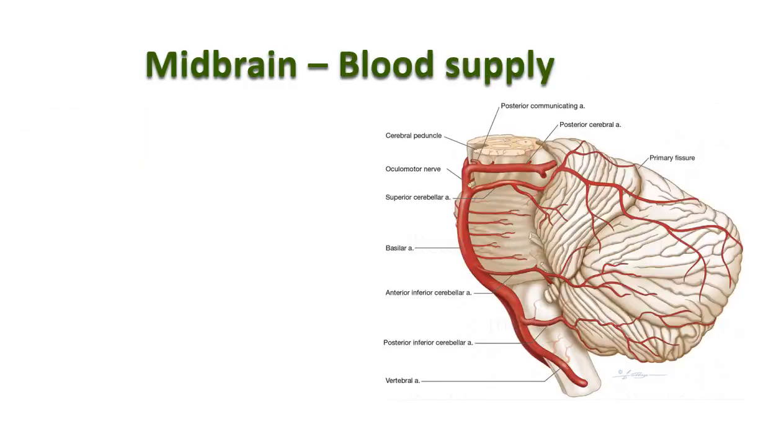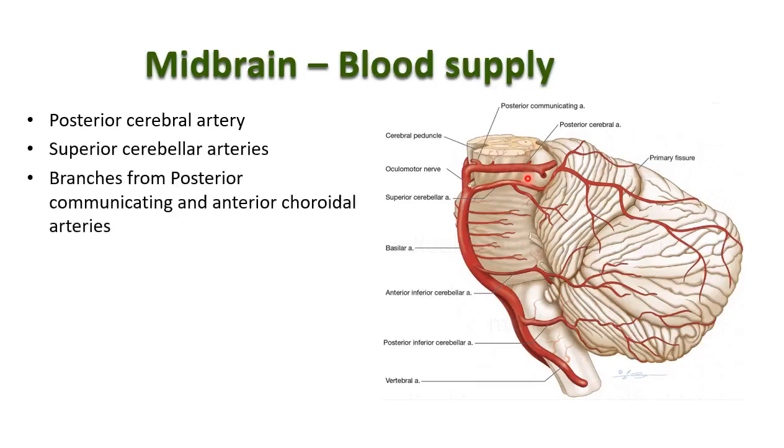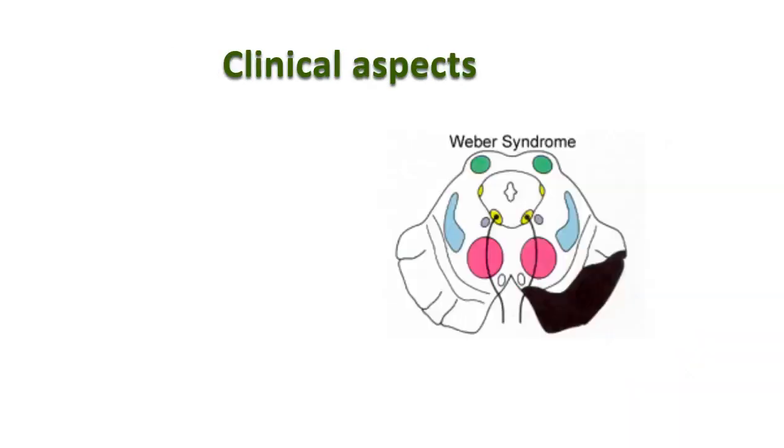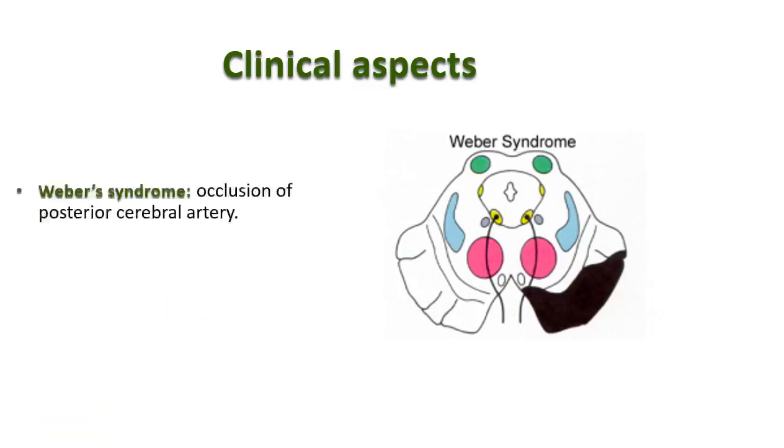The blood supply of the midbrain is mainly by the posterior cerebral artery. You are able to see the posterior cerebral artery here. The vertebral artery divides into two terminal posterior cerebral arteries, then superior cerebellar arteries, and also branches from the posterior communicating and anterior choroidal arteries. This is all part of the circle of Willis, which we will be discussing in the blood supply of the brain. So coming to the clinical aspects, the main thing you are able to see here is Weber's syndrome.